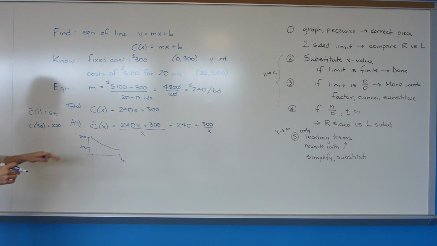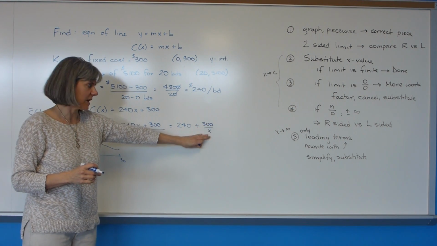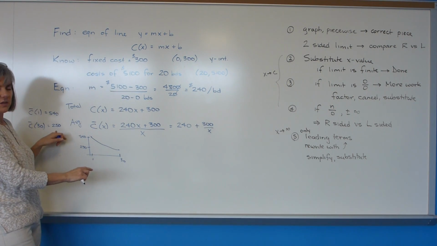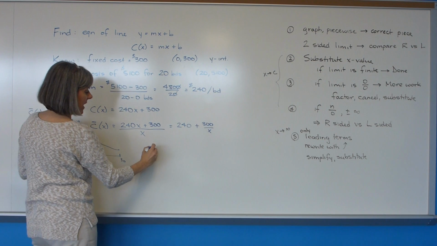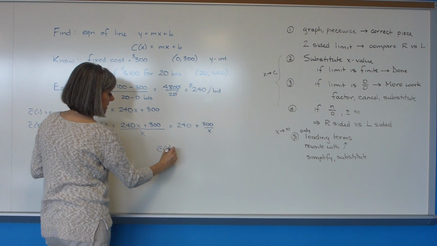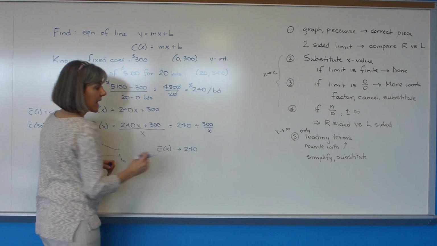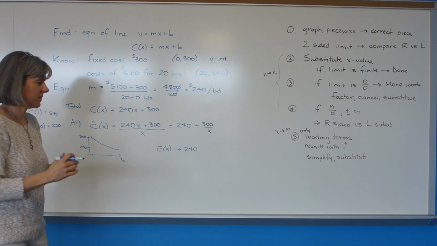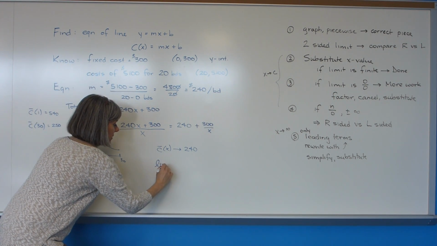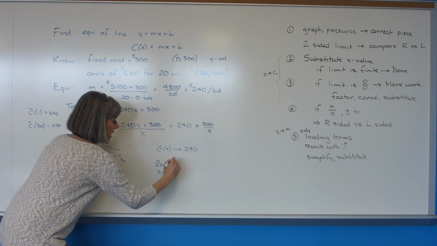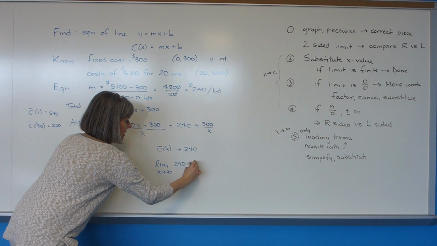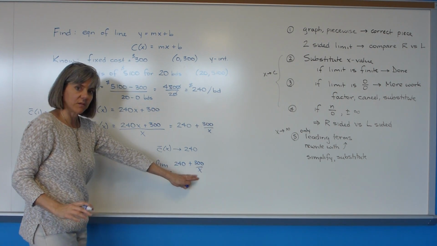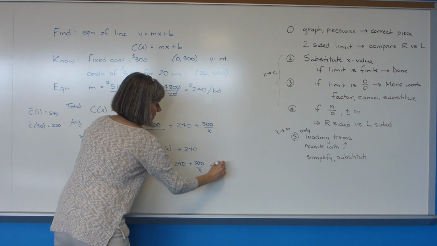What's it heading toward? Well, as this gets bigger and bigger, we know that a number divided by infinity goes to 0. So eventually, when I get to 30 boards, my average cost is 250. But if I kept making more and more, my average cost would tend towards 240. How else can we do that? Well, we can say the limit as x approaches infinity of 240 plus 300 over x. Put in infinity, a number divided by infinity is 0, so $240.